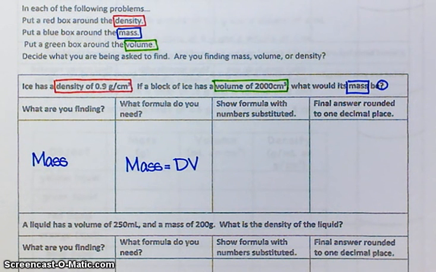I have read the problem and I've put a red box around density, a green box around volume, and a blue box around mass. I also circled the question mark with blue because it was mass that we were looking for. What are you finding? Mass. What formula do you need? Mass equals density times volume. Then we take the numbers from the problem and put them in the formula.